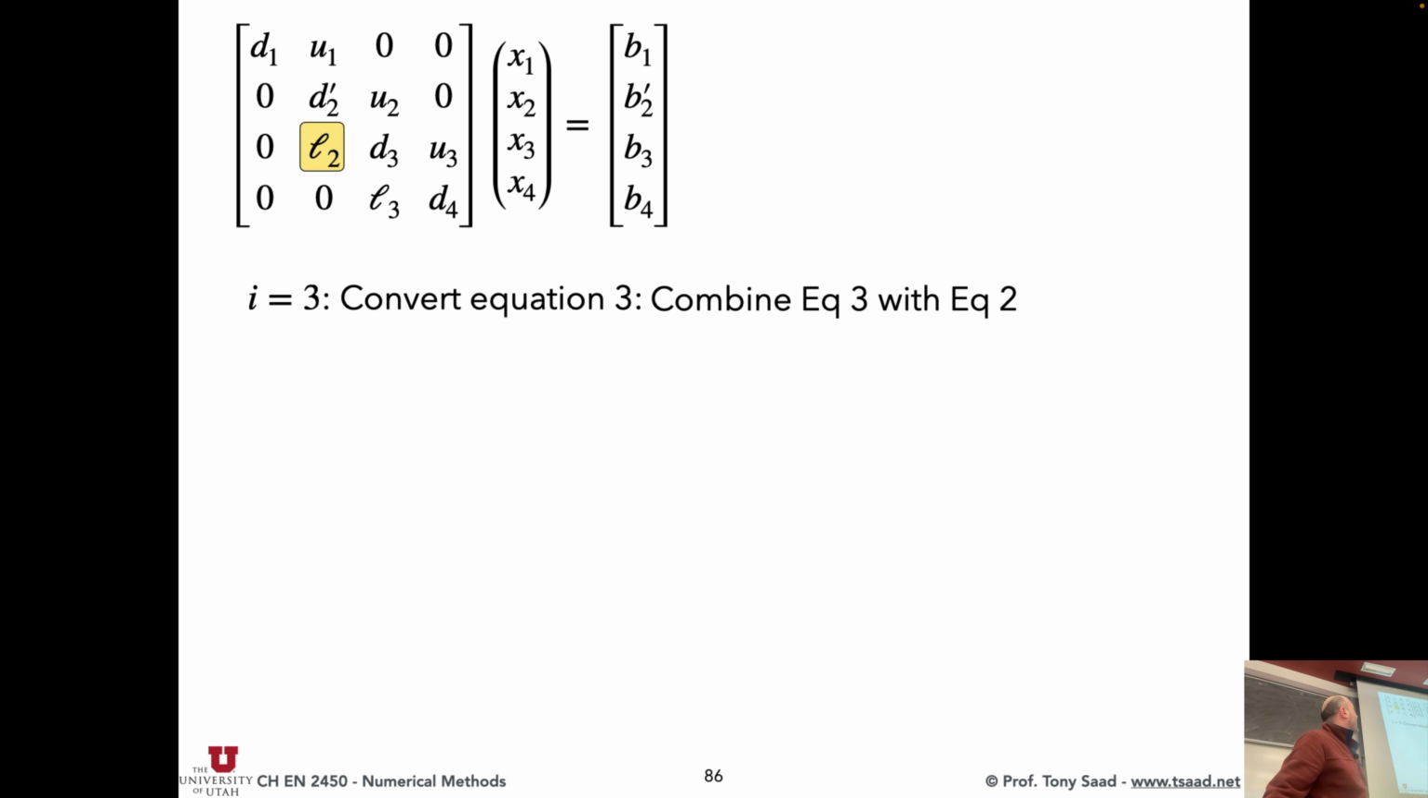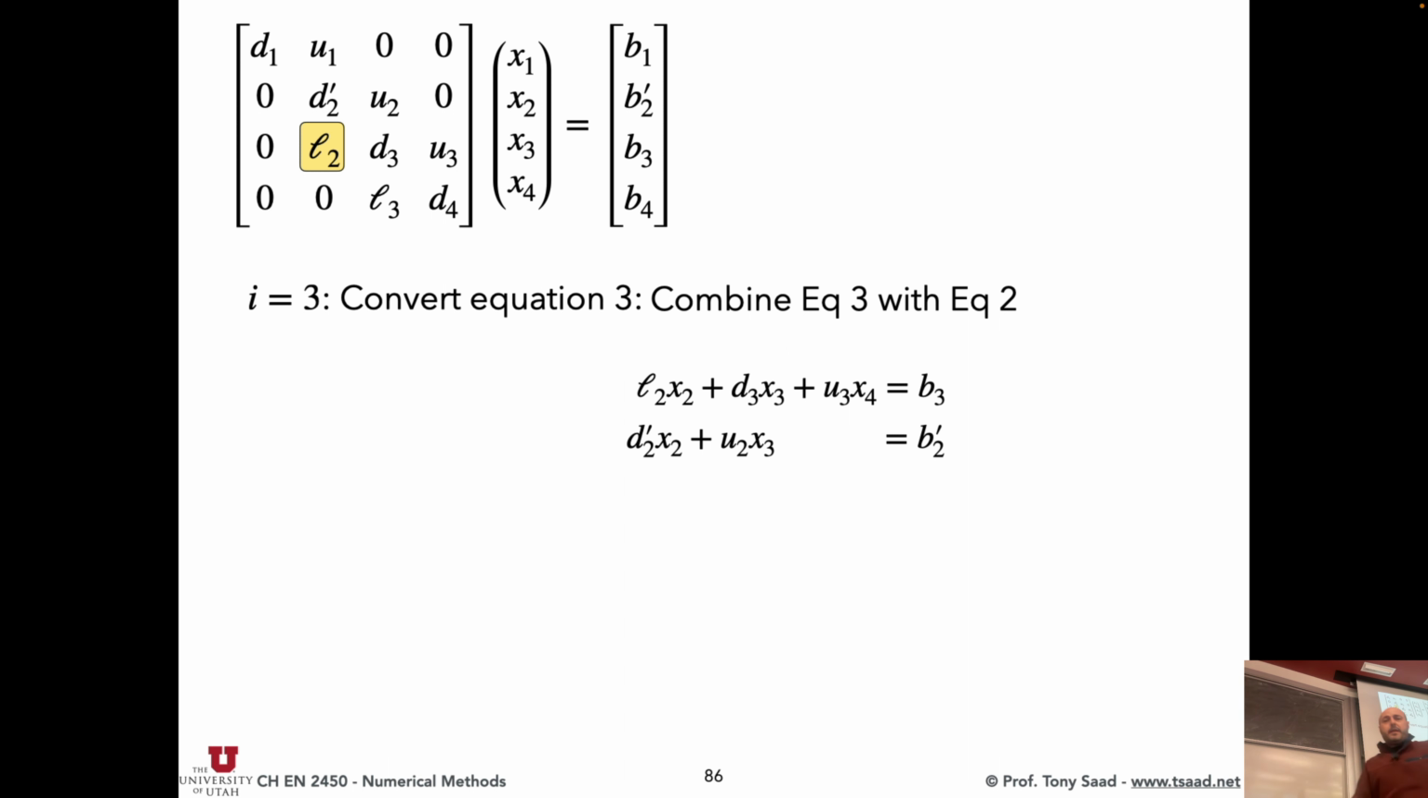Now we do the same thing. We go at equation 3. I want to get rid of L2. In other words, I want to get rid of x2 in that equation. So I'm going to take equation 3, which is L2x2 plus D3x3 plus U3x4 equals B3. And I'm going to write the new equation 2 under it, with the D2 prime and B2 prime. And look at that, I have x2 in common. So if I multiply equation 2 by L2 over D2 prime and subtract from equation 3, then I can eliminate x2.